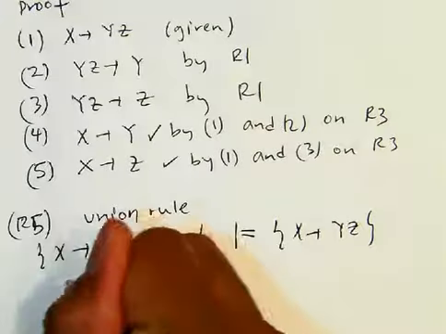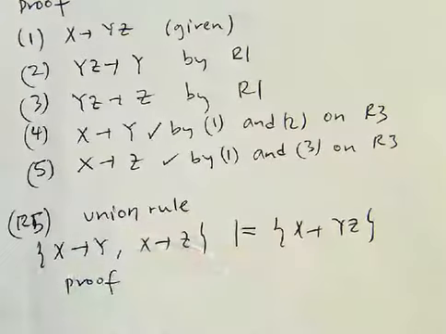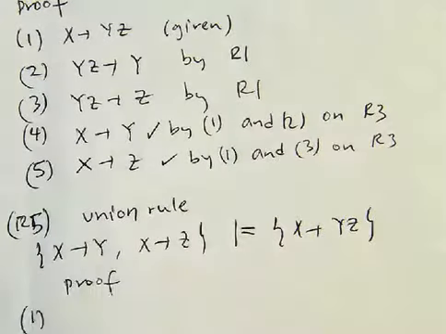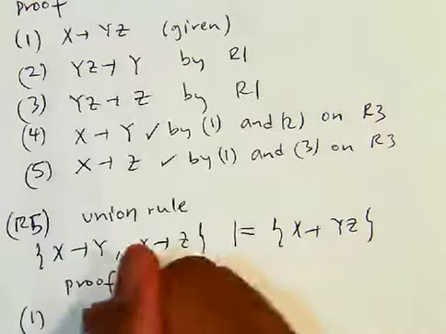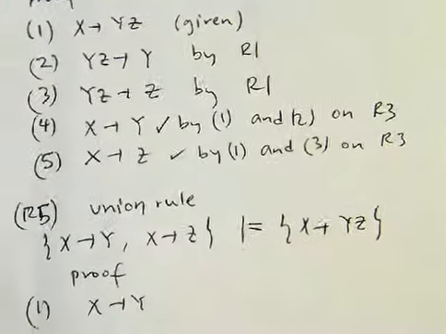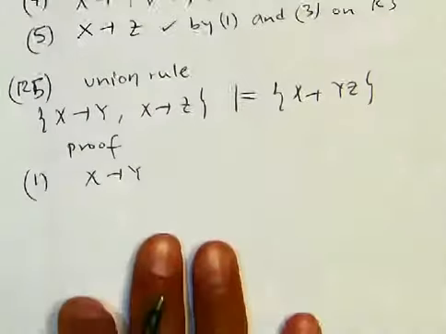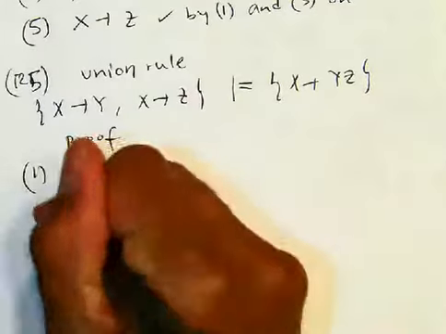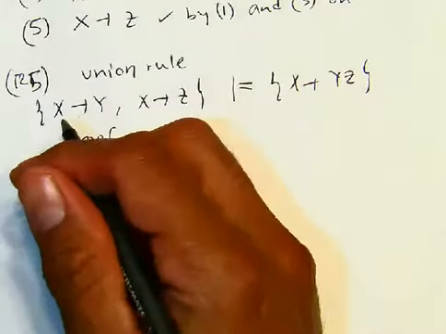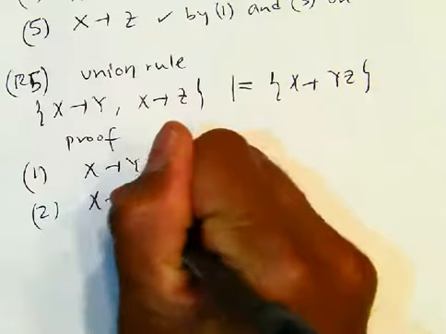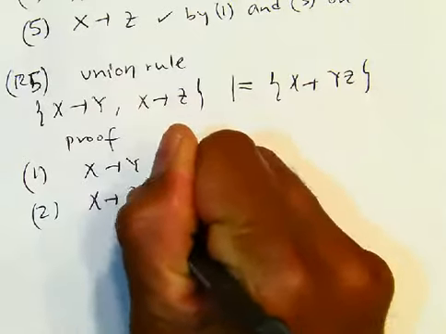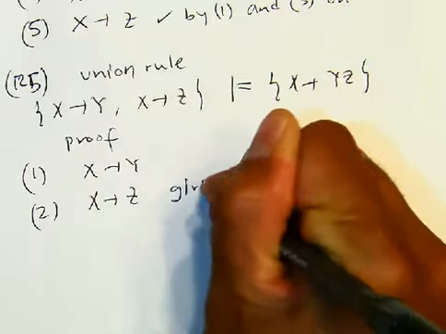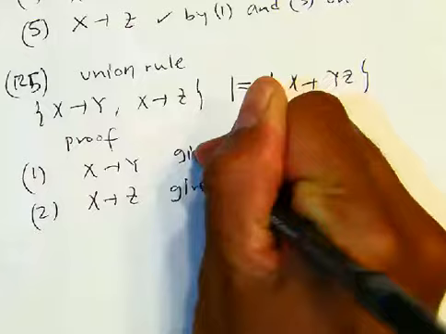So the proof is we have a statement, so we go with the given. So we got given what? X implies Y. We're labeling that as my statement number 1. And then number 2, we have X implies Z. That's also given. So this is given and this is given.